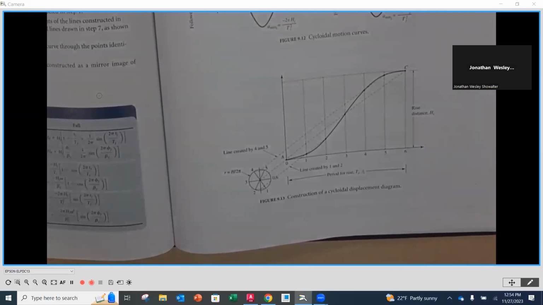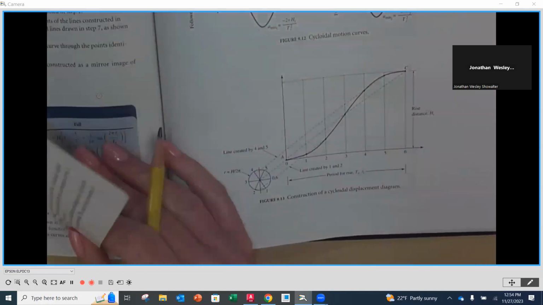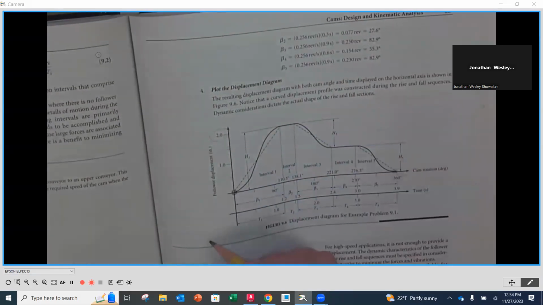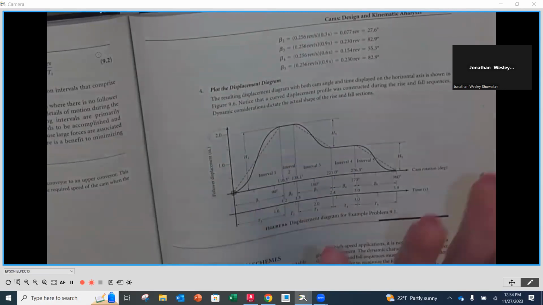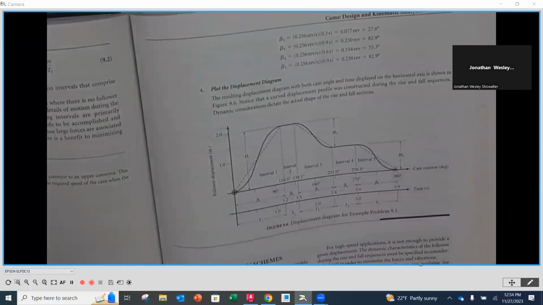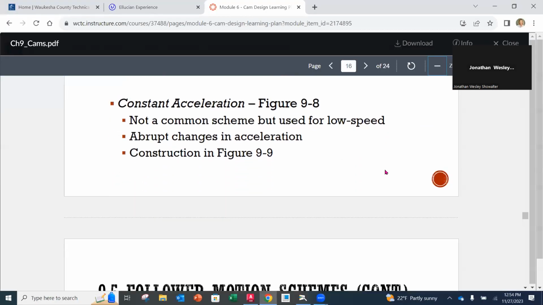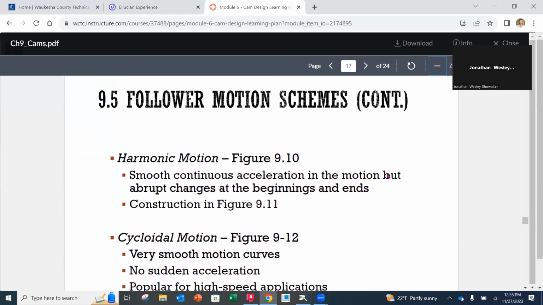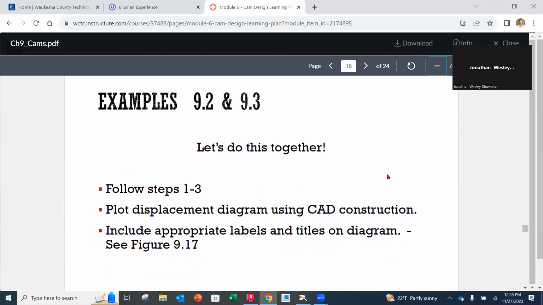Any questions about that? So what these are creating on our displacement diagrams are these ins and outs, and we construct those graphically, in our case using AutoCAD. Let's see where we're at in terms of our PowerPoint. Okay, so we did harmonic, we did cycloidal, and we've got 2 examples here. So let's look at example 9.2.